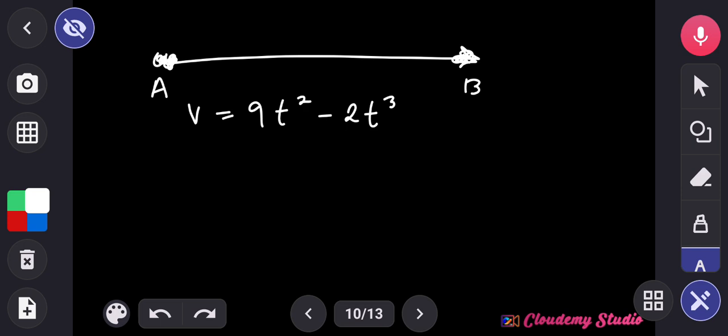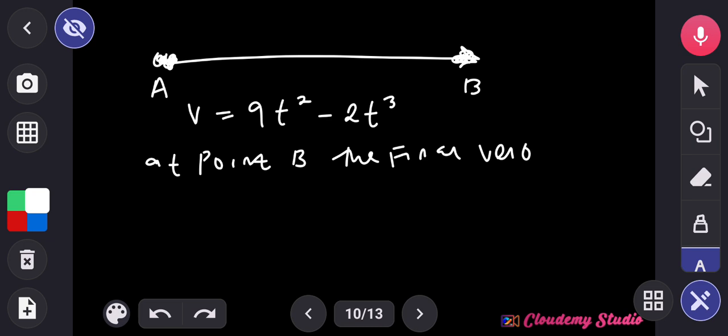You see, at point B, the final velocity will be 0. You understand? The final velocity will be equal to 0. It means that our 9t squared minus 2t cubed will be equal to 0. That's what we are trying to say.